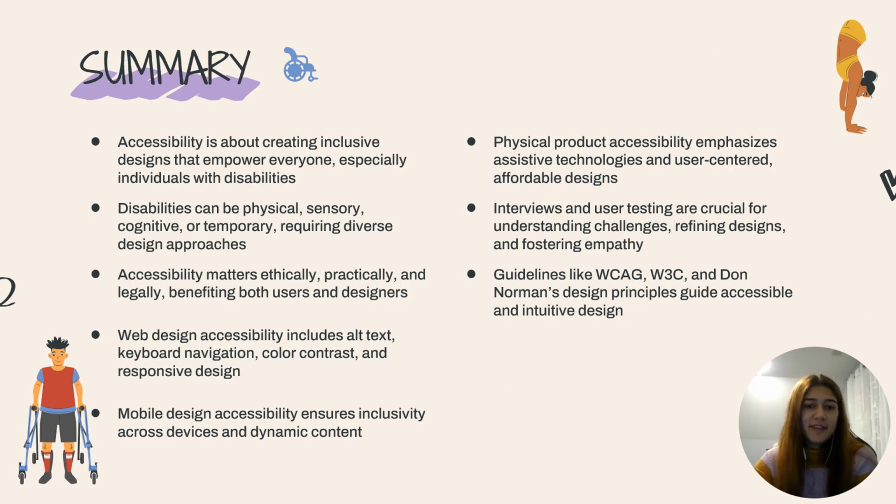To bring everything together, let's summarize the key points we've discussed about accessibility across domains. In this video, we've explored how accessibility fosters inclusion by designing for diverse abilities. Disabilities can range from physical to cognitive, and accessible design ensures that everyone can fully engage with products, services, and spaces. We highlighted why accessibility matters, not just ethically, but also practically and legally, benefiting users and expanding reach for creators. In web design, accessibility features like alt text, keyboard navigation, and responsive layouts make content usable for all.